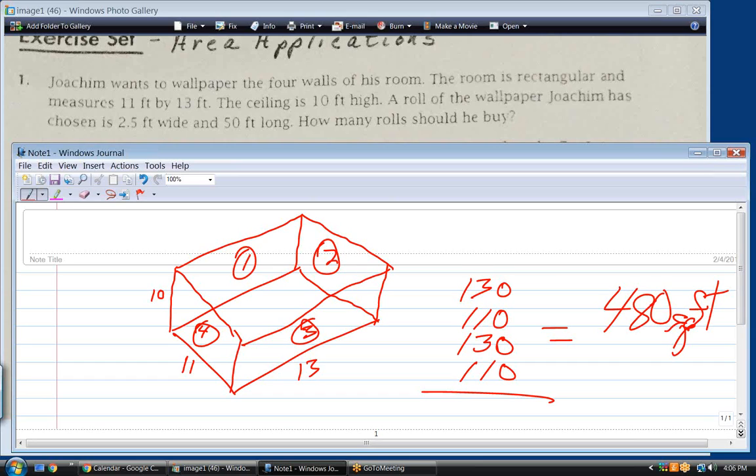How much square feet is each roll of wallpaper? It's 2.5 by 15, so that'd be 125. Okay. Right? 2 times 50 is 100. A half times 50 is another 25. 125. Yeah. How many rolls of wallpaper do we need?